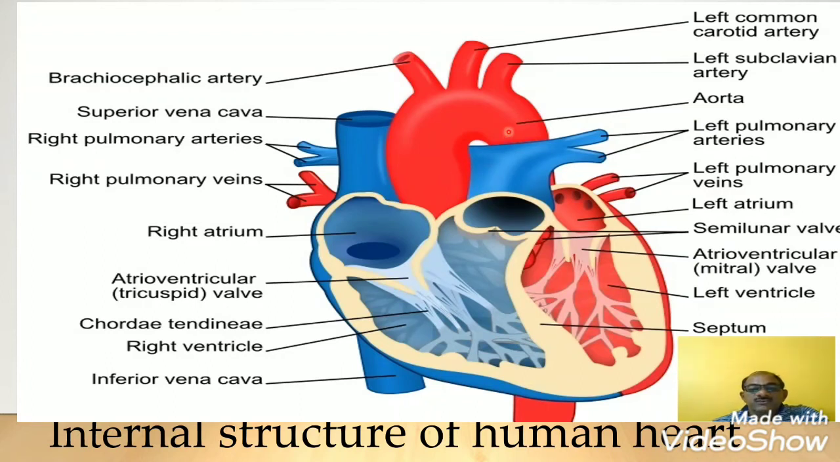and they pass toward the lungs through left and right. In this pulmonary aorta, here the three semilunar valves are present at the base which prevent the backflow of blood. So in this way, that structure is called the internal structure of the heart.